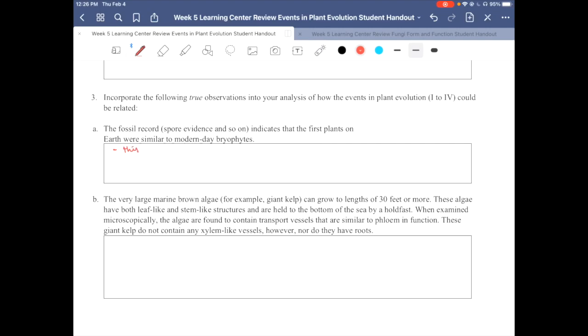Okay, so this observation indicates that the first plants were gametophyte dominant and had no vascular tissue.